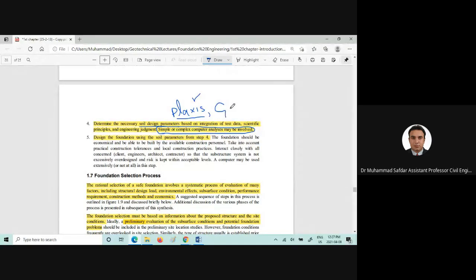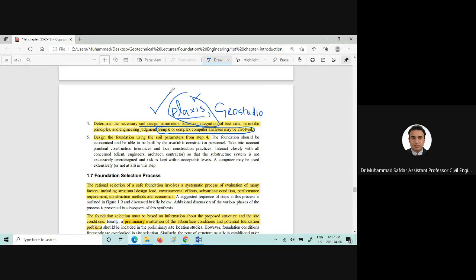GeoStudio is a software which is used to find out the seepage analysis, for example, SLOPE/W, SEEP/W, and even the stress analysis as well. So these are very handy and interesting softwares which can be used to perform different kinds of analysis. But this is a very powerful one and used for the foundation design. There are others, L-Pile for the deep foundation, but I would recommend this one here.